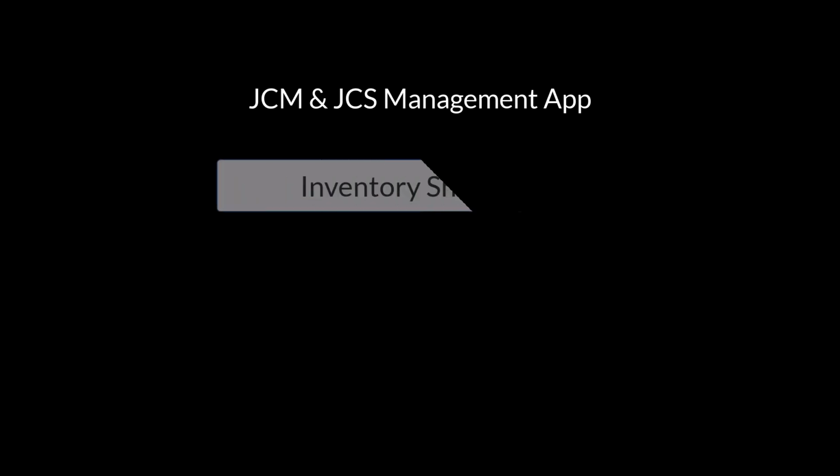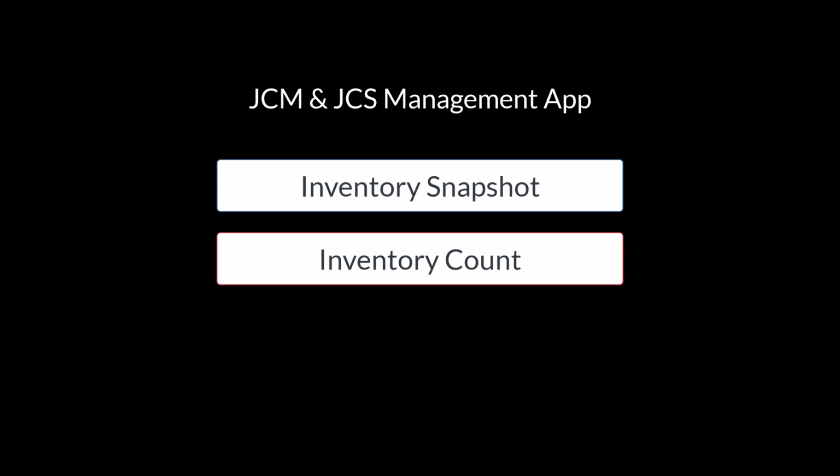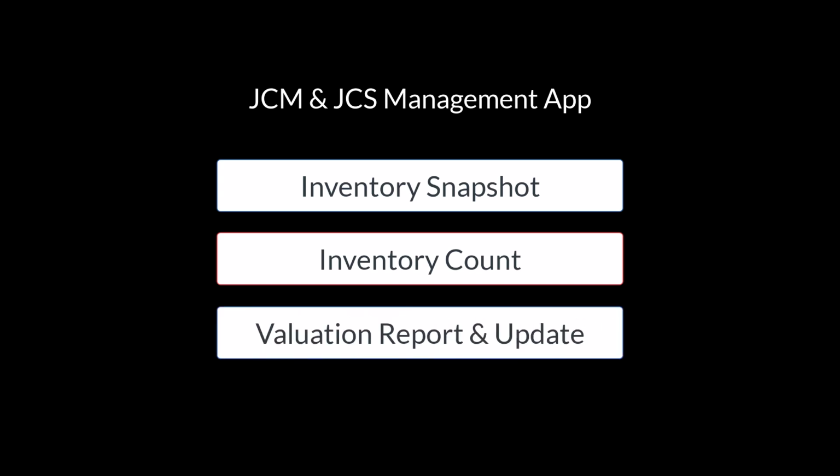With JCM and JCS Management App, there are three processes that you will need to do. First, do an inventory snapshot in JCM, then do inventory count in JCS Management App. Finally, perform the valuation report and update in JCM.